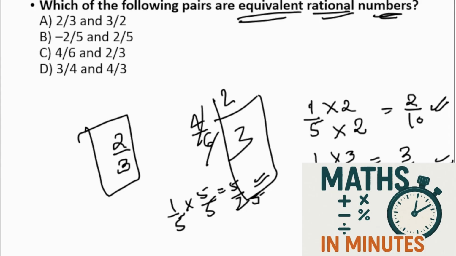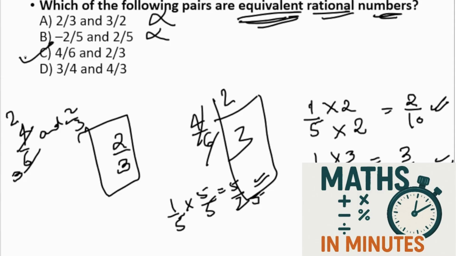That's why in this question they are talking about equivalent rational numbers. 2 upon 3 and 3 upon 2 are not equivalent. Minus 2 upon 5 and 2 upon 5, no, they are not. One is negative, one is positive. Let's talk about 4 upon 6 and 2 upon 3. You can write 4 upon 6 as 2 2s are 4, 2 3s are 6. That means both of them are equivalent to each other, and 3 upon 4 and 4 upon 3 are not equivalent.